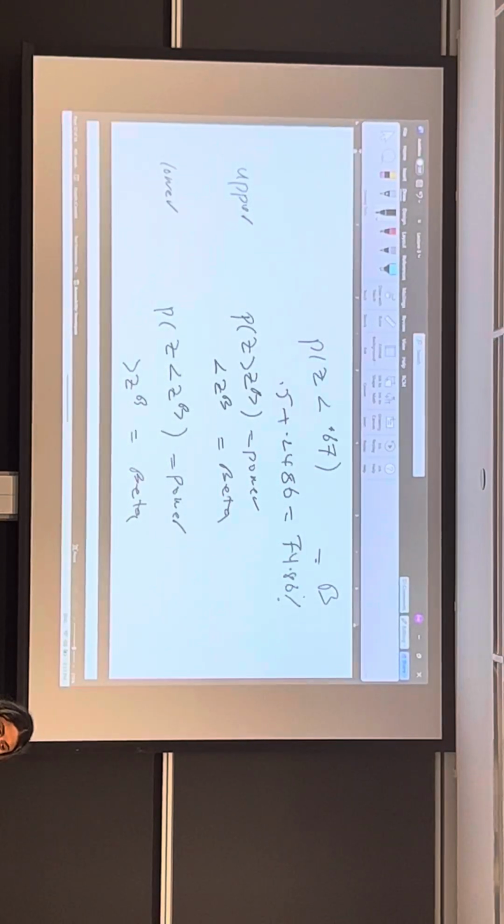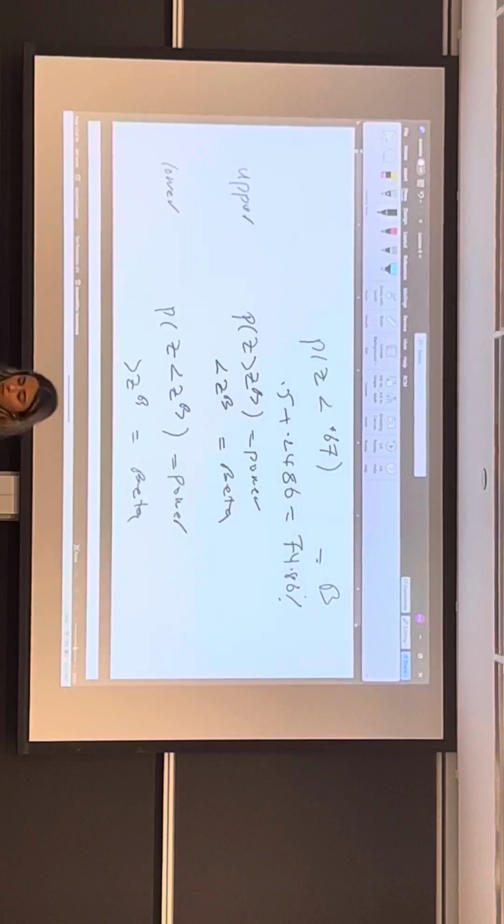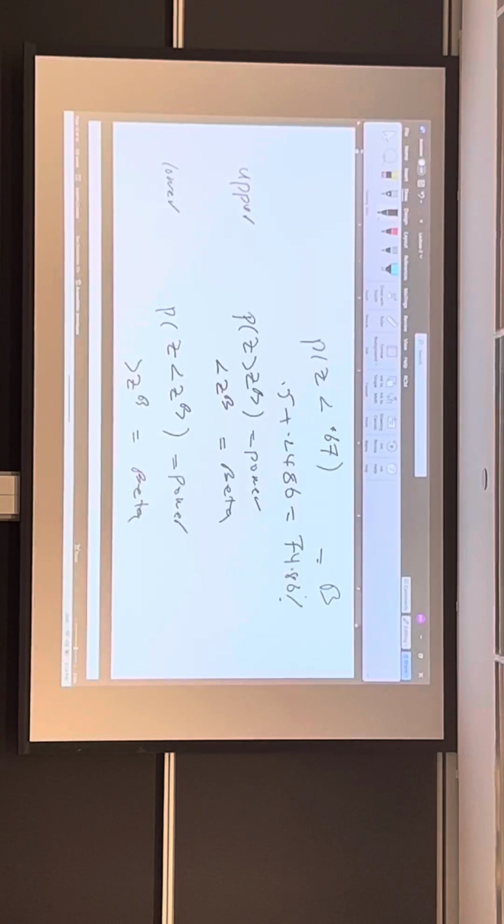Sometimes for the power, you get a value like 0.5 plus something. Then the next question becomes how to use the table. Then you go back to the original case. If that is positive, you want to find a probability of more, you subtract from 0.5. If you want to find a probability of less, you add to 0.5. If that is negative, the opposite. That's using the table. Make sense?